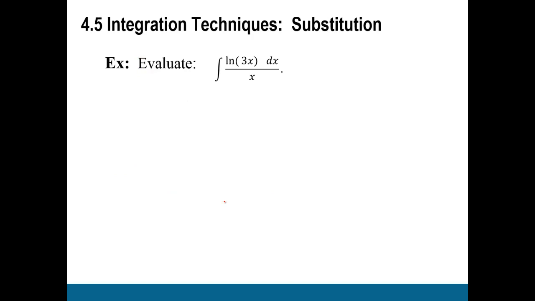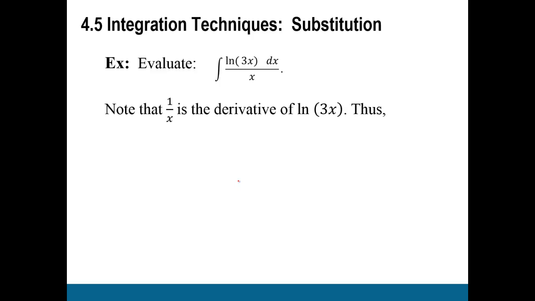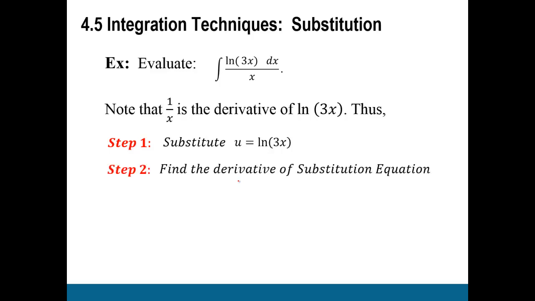Let's take a look at another example. Here we're asked to integrate the natural log of 3x dx divided by x. Remember, the goal in substitution is to write any and all x variables as u variables. Note that 1 over x is the derivative for the natural log of 3x. Therefore, our very first step will substitute u for the natural log of 3x. The second step will find the derivative of the substitution equation.